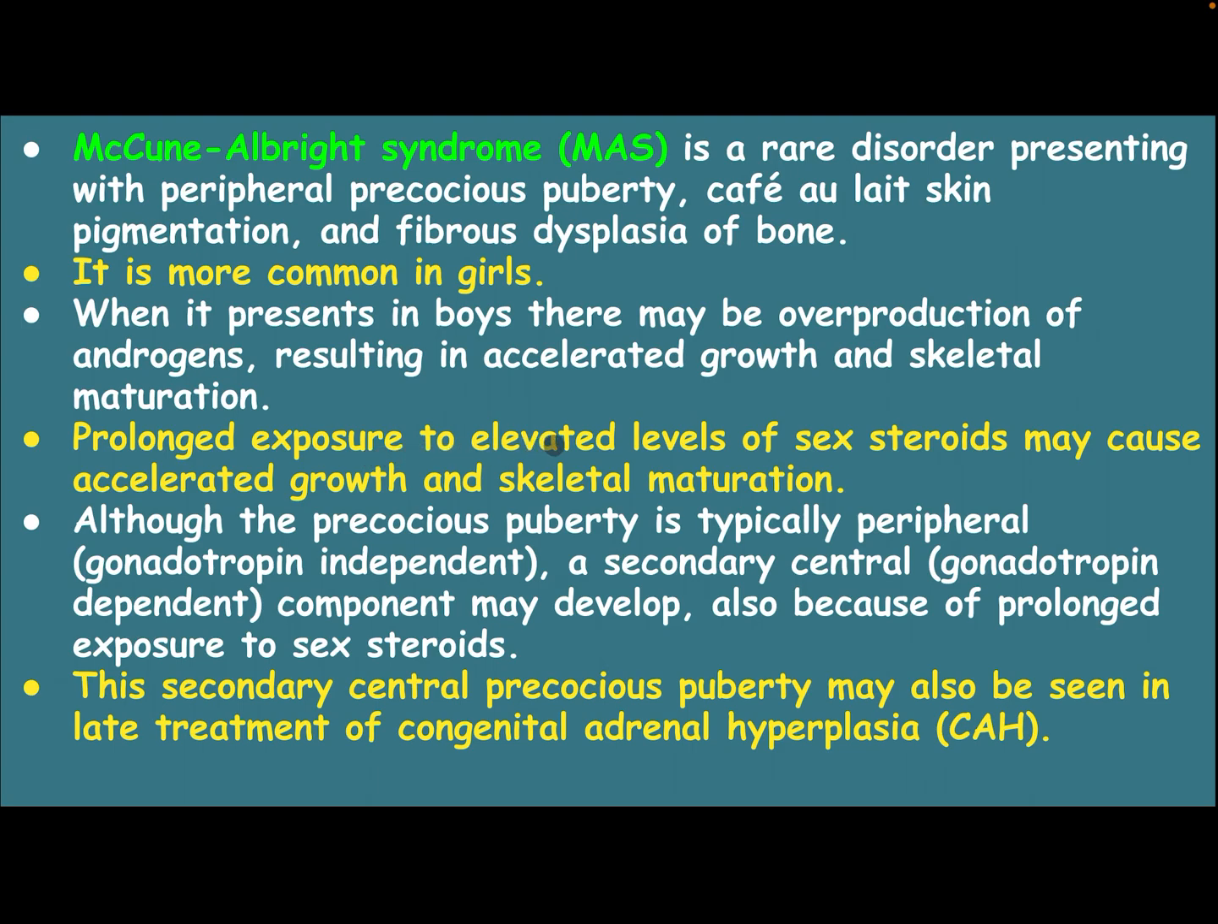Prolonged exposure to elevated levels of sex steroid may cause accelerated growth and skeletal maturation. Although the precocious puberty is typically peripheral, gonadotropin independent, a secondary central gonadotropin dependent component may develop, also because of prolonged exposure to sex steroid. This secondary central precocious puberty may also be seen in late treatment of congenital adrenal hyperplasia.